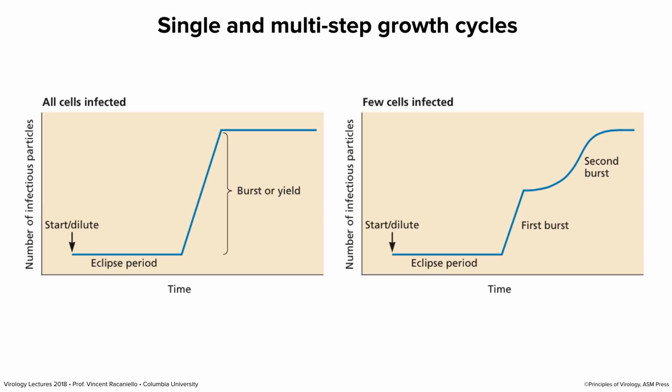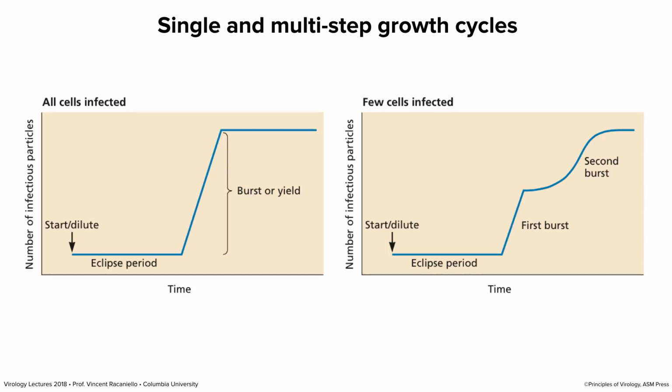So this is a one-step because all the cells are infected. They go through the same phase of the replicative cycle, and they all release viruses at the same time. So in terms of studying these cells, you can imagine that's good. Every cell is giving you a signal, and it's amplified so you can figure out what's going on.